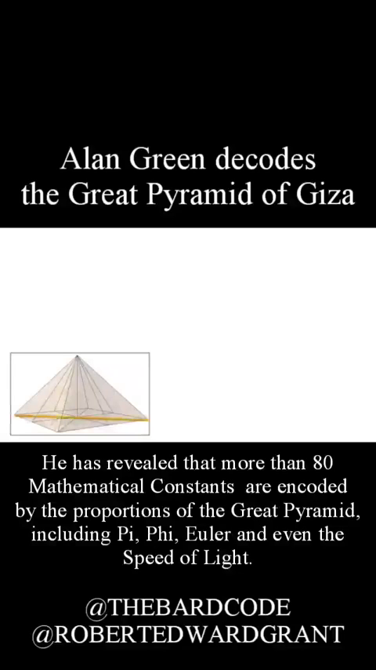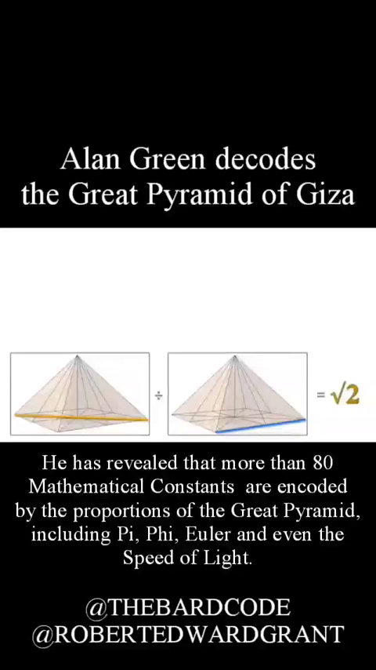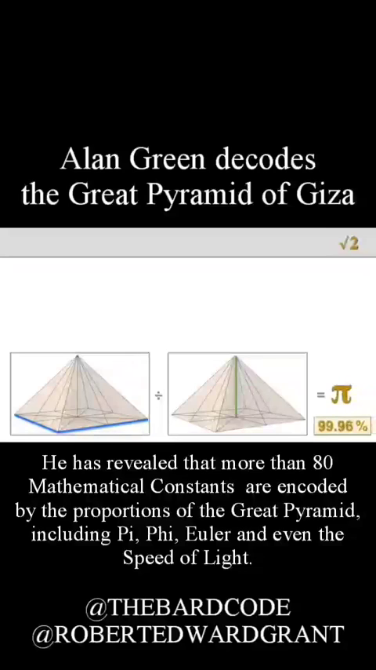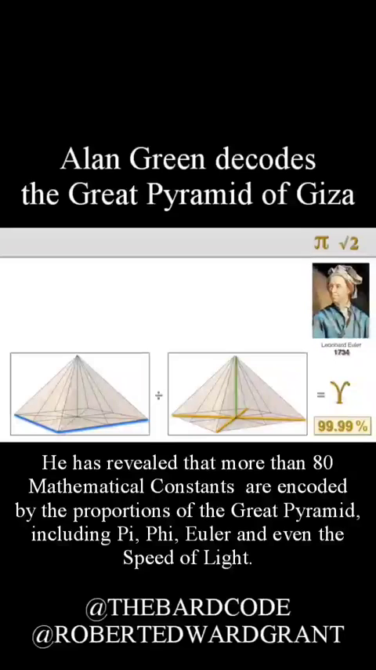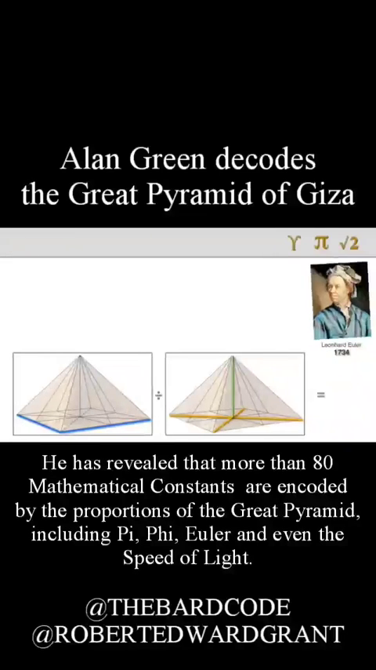Here's the square root of 2. It's the only one that doesn't involve any proportion beyond the base, so by definition it's 100% accurate. Here's where we find pi. If we add these two diagonals, we get the Euler-Mascheroni constant. It wasn't discovered until 1734. What happens when you invert that? Square root of 3.